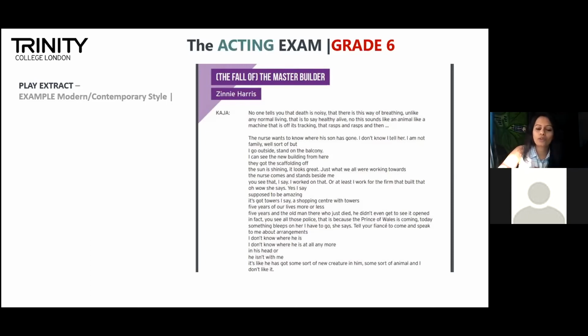And in this particular play, a builder becomes so powerful that his arrogance and his lifestyle becomes his own end. Kaja is one of the leading female characters, and she is standing on a high-rise building, and she's talking to a nurse, and she's pointing out at a tower, at a building which was built by their company and which was going to be inaugurated by Prince Charles. Unfortunately, the master builder dies, and therefore the monologue.